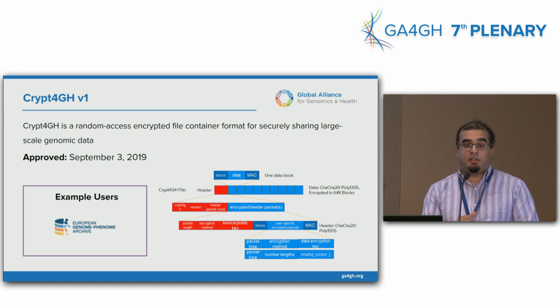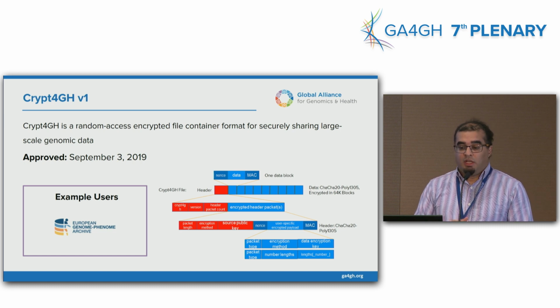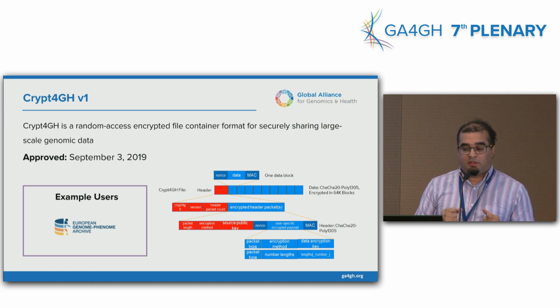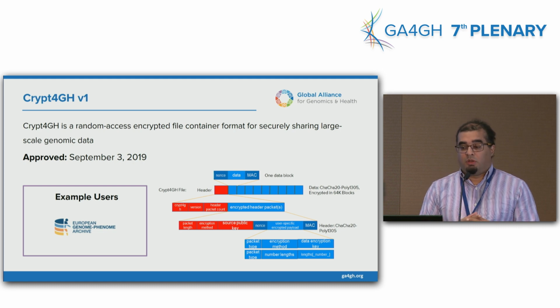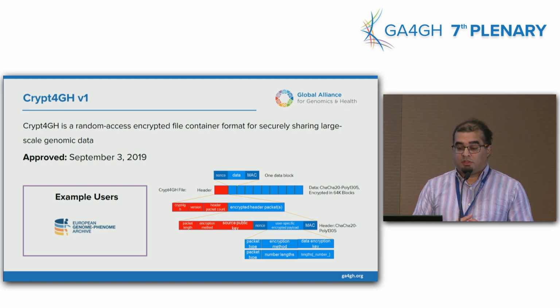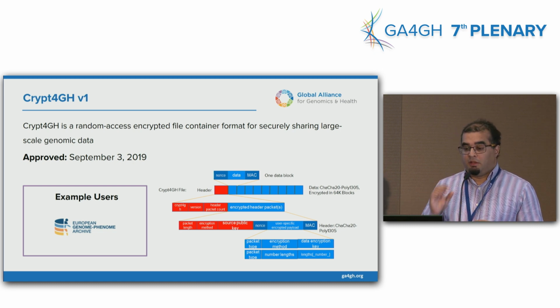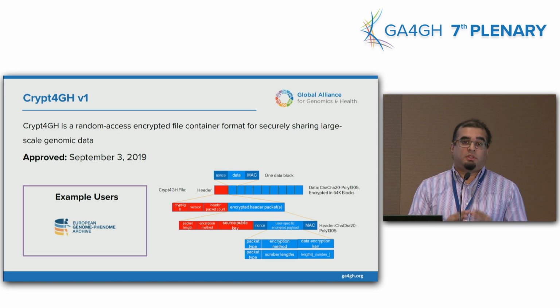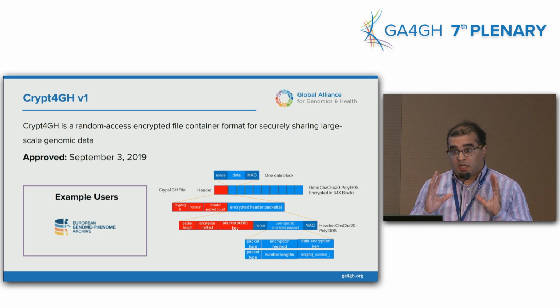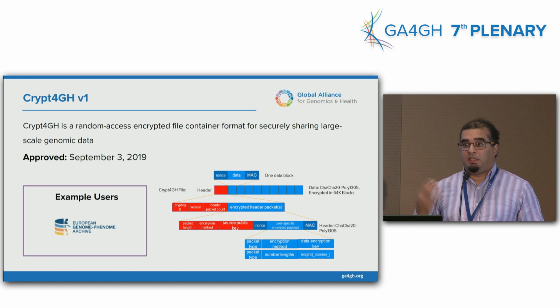So Crypt4GH is something that we have just announced, and this is a random access encrypted file container that can be used to securely store this large-scale genomic data. What this means is that the random access allows it to be used in analyses without being a completely decoded file.